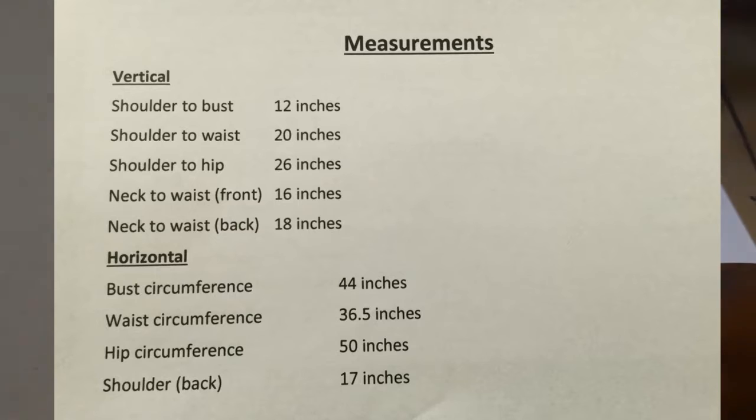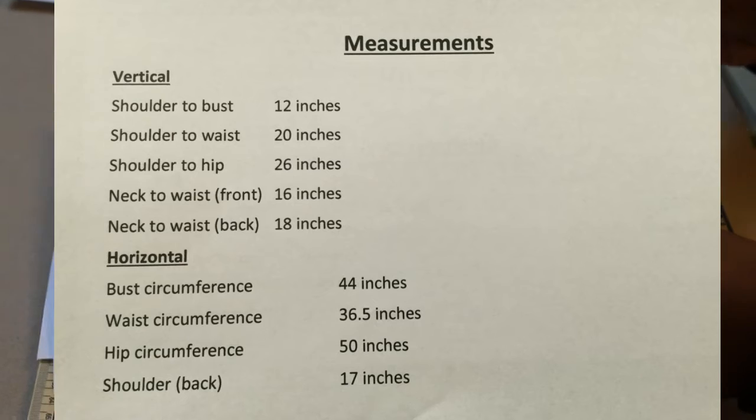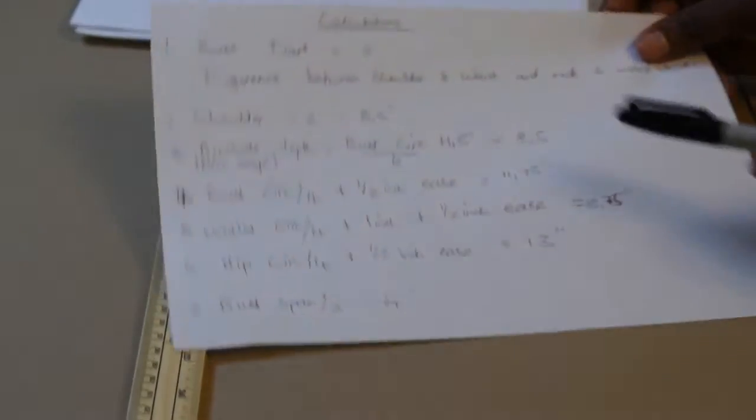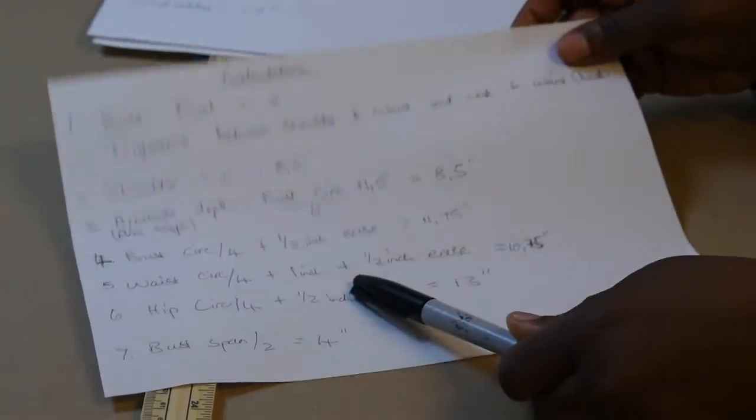Now, the horizontal measurements. The bust circumference, mine is 44 inches. Waist circumference, 36.5 inches. Hip circumference, 50 inches. And my shoulder measurement is 17 inches. Okay, those are our measurements, the measurements that you must take before you start drafting, okay? Now, we go into the calculations, okay?